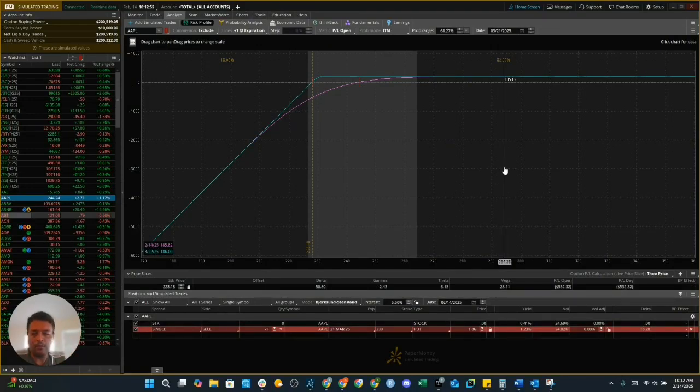So be mindful of that. The commissions can eat up your profits, especially in the futures options market. The commissions are higher because the exchanges are involved, right? Like the CME is involved for the futures. CBOE is involved for the options.